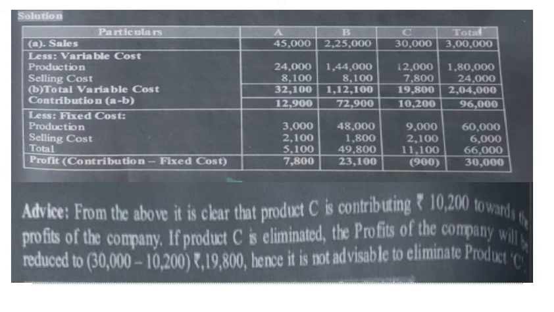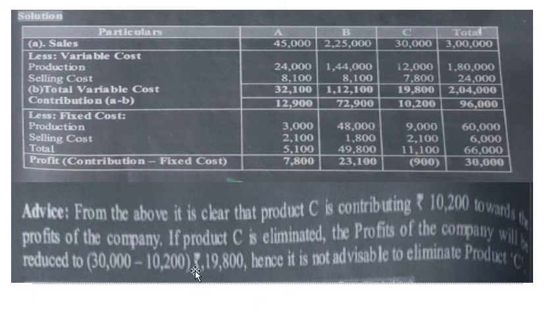So as I would like to conclude from the above, it is clear that product C is contributing rupees 10,200 towards the profit of the company. If product C is eliminated, the profit of the company will be reduced by 10,200. So there is a chance where you will be getting only 19,800. Hence it is not advisable to eliminate product C.